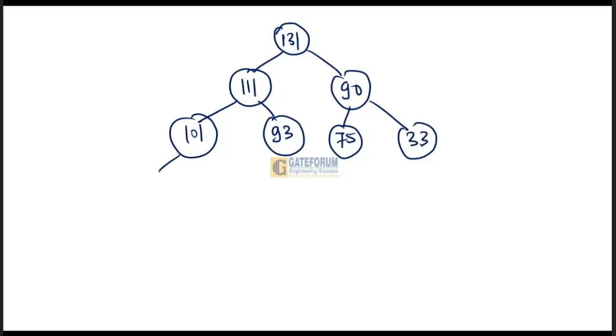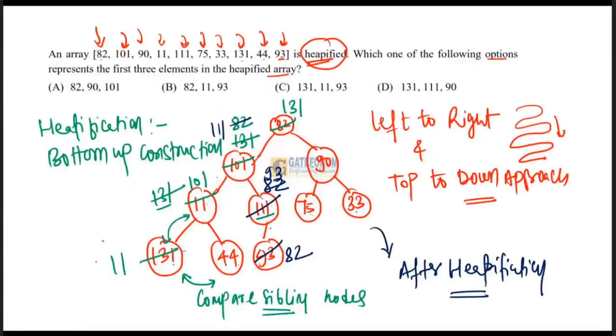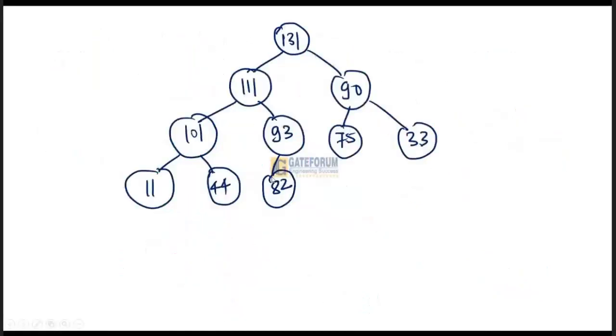On the left side of 101, it is 11. On the right side of 101, it is 44, and on the left side of 93, it is 82. So as you can see, I have placed this replaced element accurately in its place, and after heapification my tree looks like this. So what I need to do is answer the question as per the requirement.